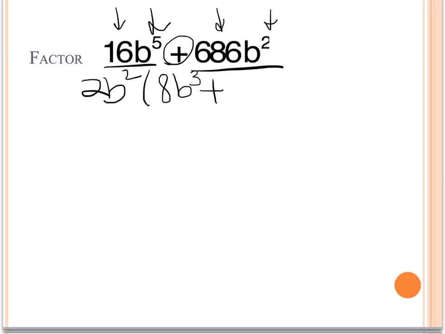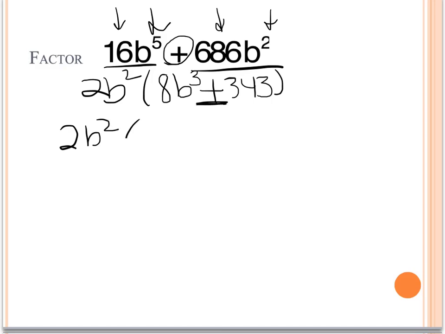Now with the second one, 686 divided by 2 ends up being 343. And if I take out 2 b's, I don't have any b's left over. And these are definitely cubes. The cube root of, sorry, let's write down the formula first.